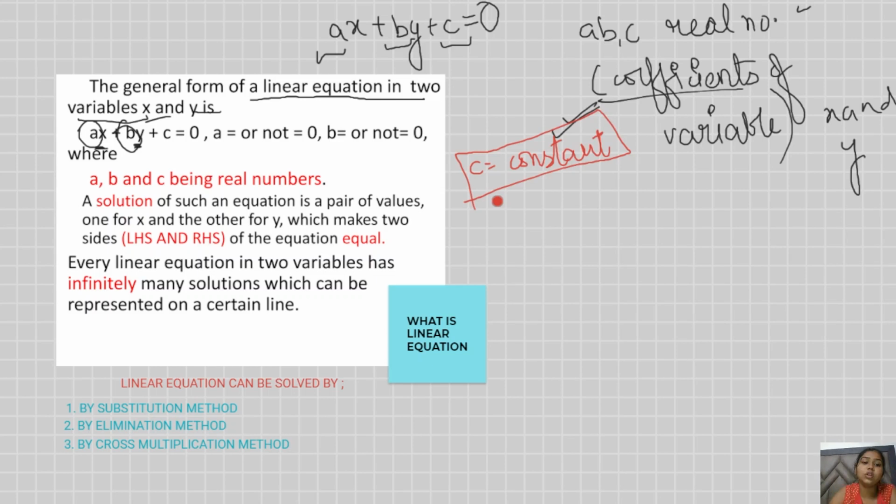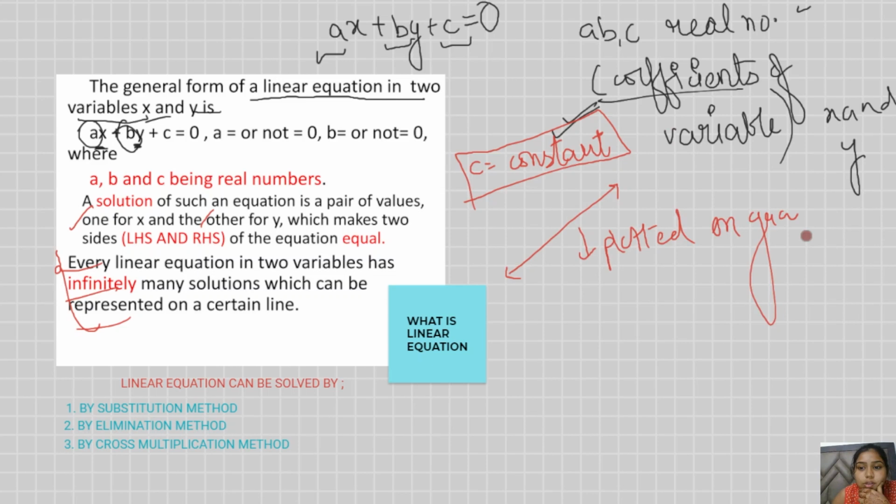The solution of such an equation is a pair of values, one for x and one for y. It means that it contains both x and y as variables, right? Every linear equation has infinitely many solutions and can be represented on a line. What does this mean? For example, this is a line which we have plotted on the graph. In class 9th, in coordinate geometry as well as linear equations, I told you how to plot graphs.